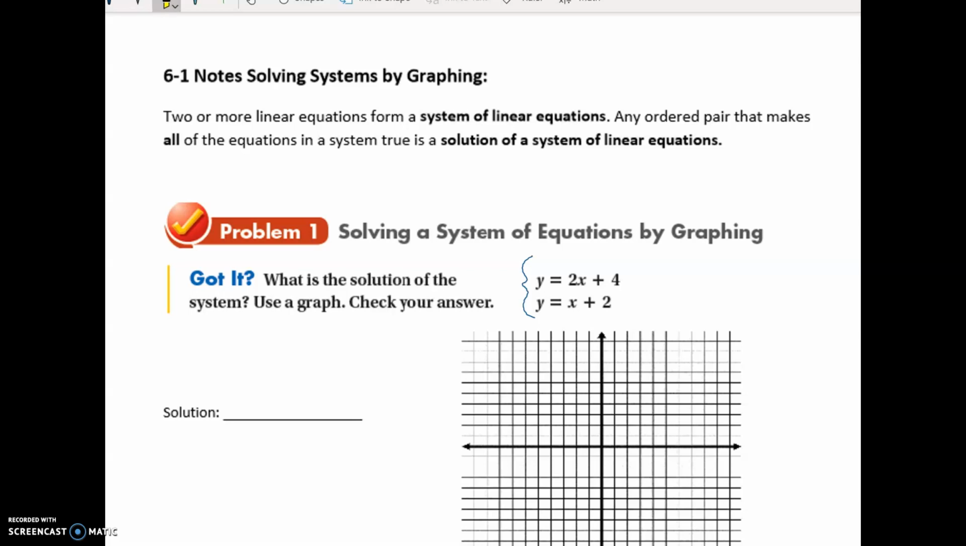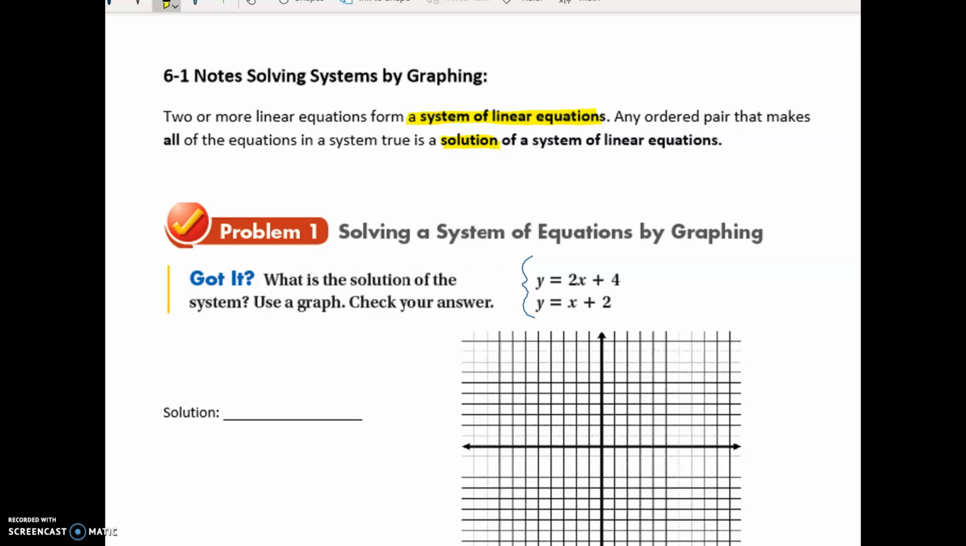A little bit of vocabulary here. Two or more linear equations that come together, we put those together and it forms what we call a system of linear equations. So any ordered pair that makes all of the equations in a system true is considered a solution. So for example, if I had 5 linear equations in a system, I would have to find the value that would work for all 5 equations in order for it to be a solution.